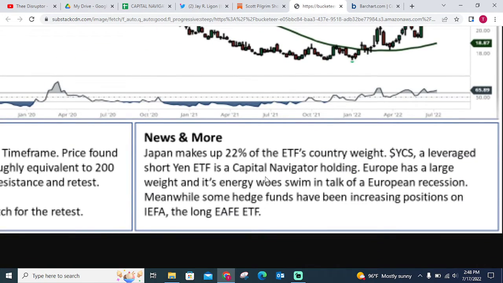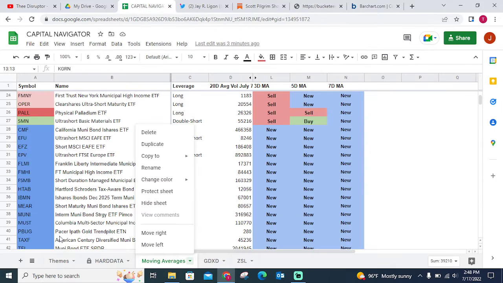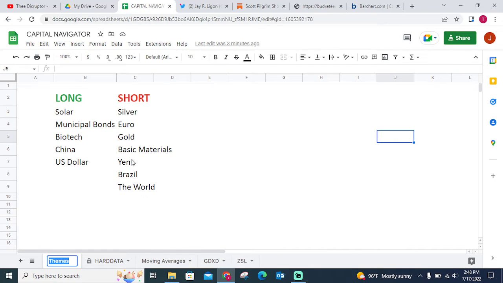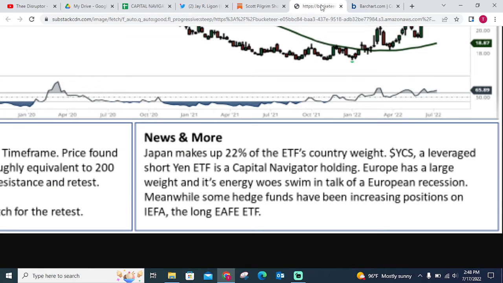Now, this isn't necessarily news, but definitely interesting. This ETF is 22% weighted to Japan. Now, we are short YCS, which is the yen. You saw that over here on our themes. We can jump back over there just to make sure everyone sees that. There we are. We are short the yen. So there could be two ways to approach this. One is, if I'm short the yen, does this really offer anything new? That's one way to look at it. Another is, yes, this is in line with our narratives, the themes that we're seeing. So we're going to add to that position by doing this.